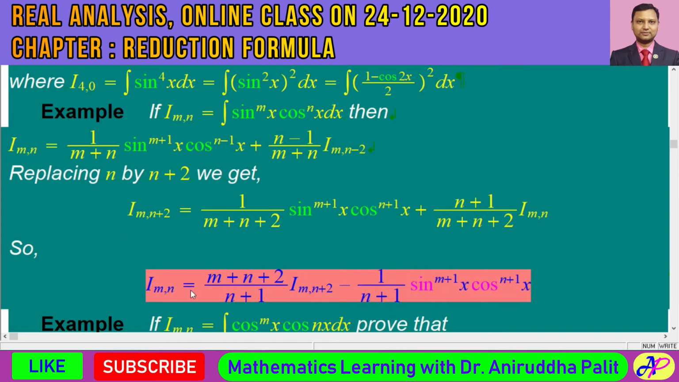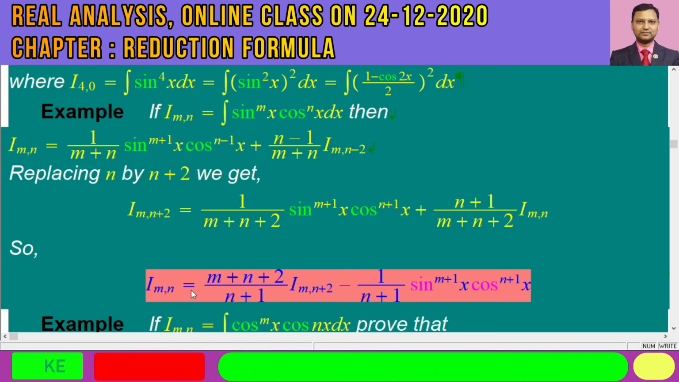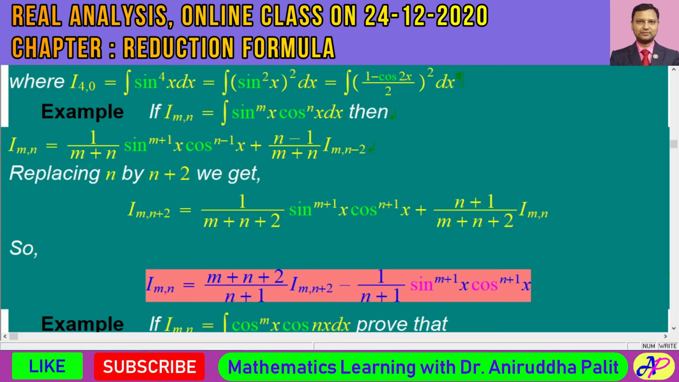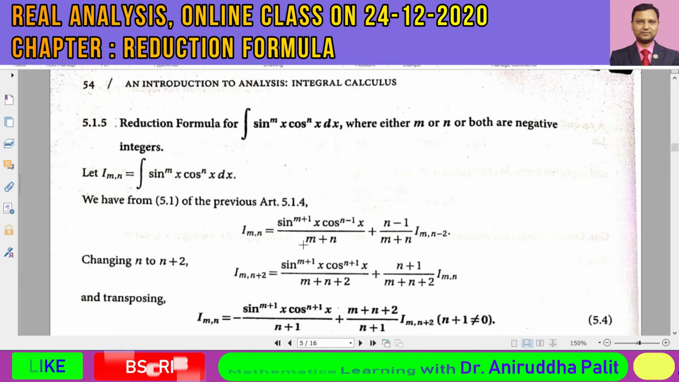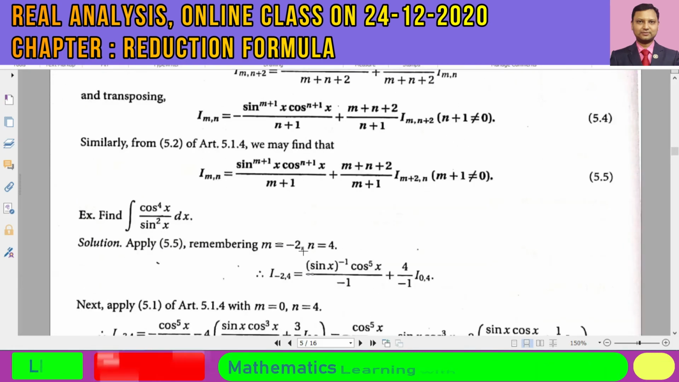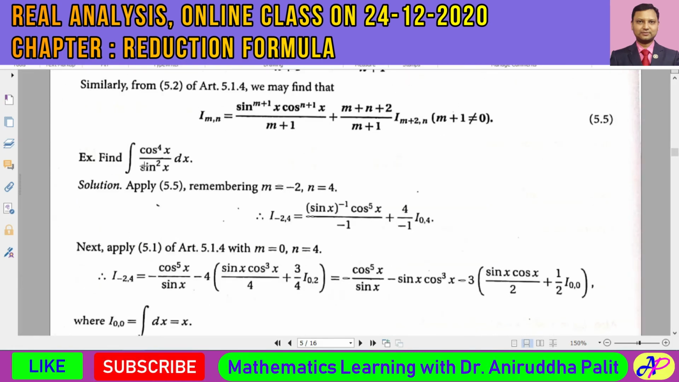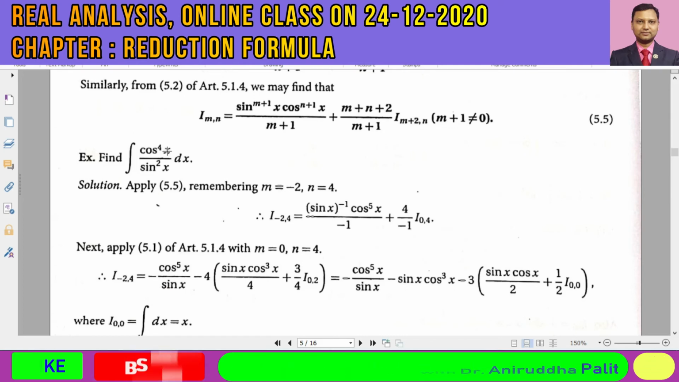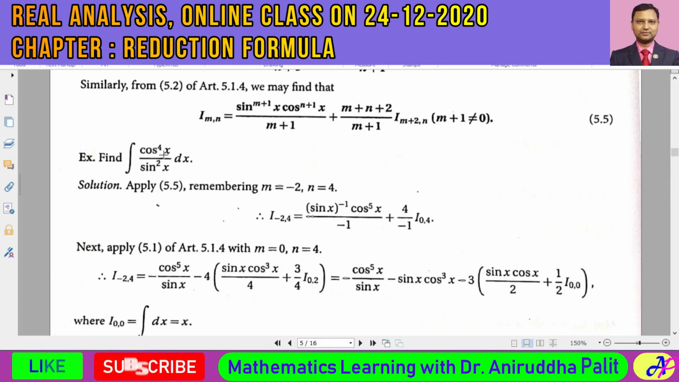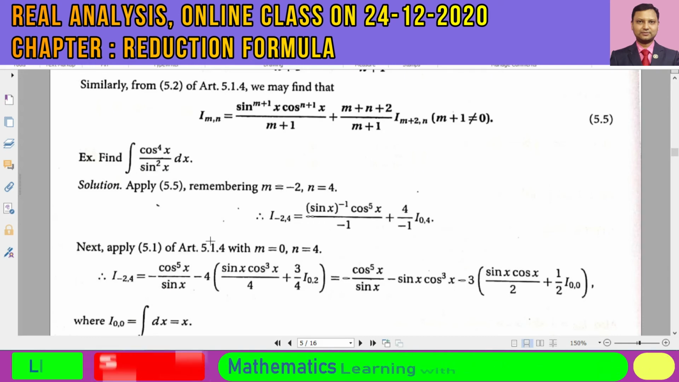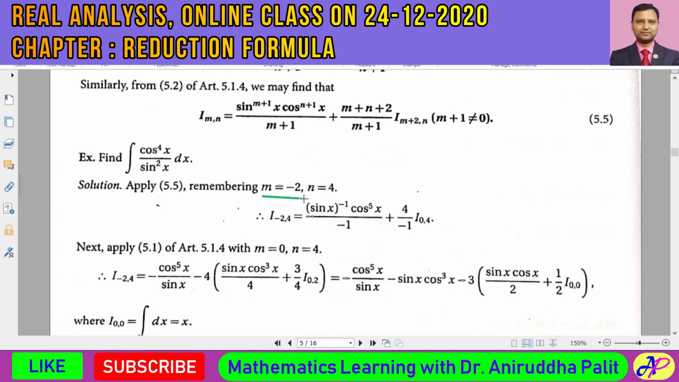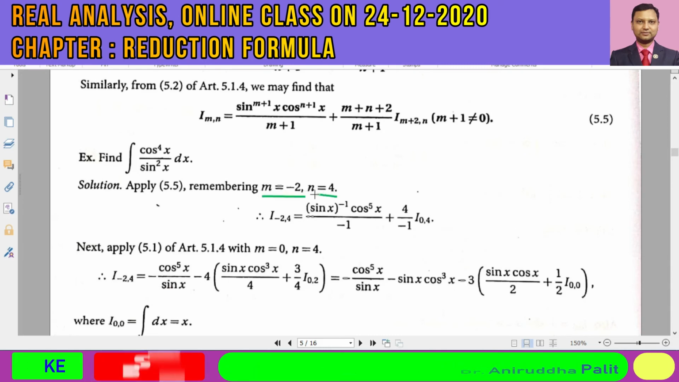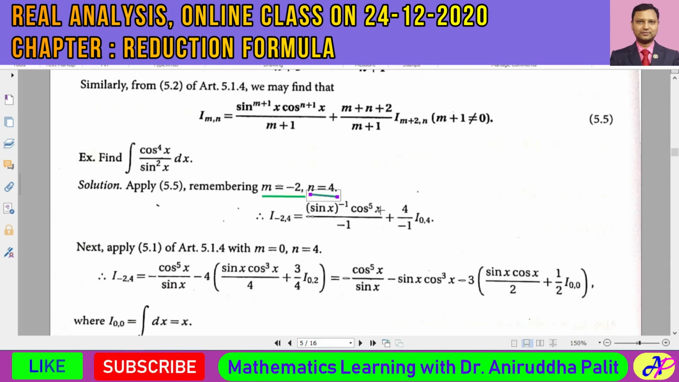Our target is to make this expression simple. Let's try to understand this by an example. Over here we have cos to the power of 4x divided by sine square x. That means m is a negative number and n is of course a positive number. n is equal to 4 and m is equal to minus 2.